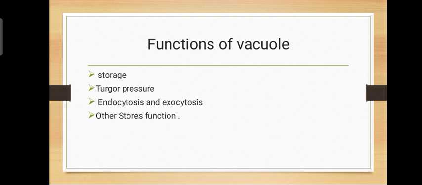Next, coming to the functions of the vacuole. First, storage: it may store organic and inorganic substances. Next, turgor pressure. If water enters the cell by osmosis, the vacuole swells and pushes towards the cell wall. That means it maintains the osmotic balance. Osmoregulation takes place in the plant cell with the help of the vacuole. That pressure we call turgor pressure.